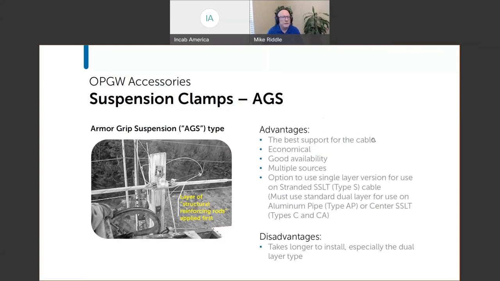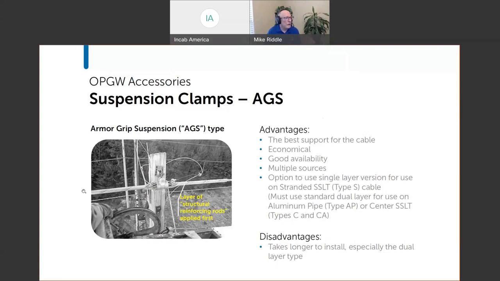So they're around 36 inches, so 3 feet. Advantages. Again, it balances the support function, which is what the clamp is supposed to be doing, with the ease of installation. Very economical, good availability, and again, multiple sources. Disadvantages, none.